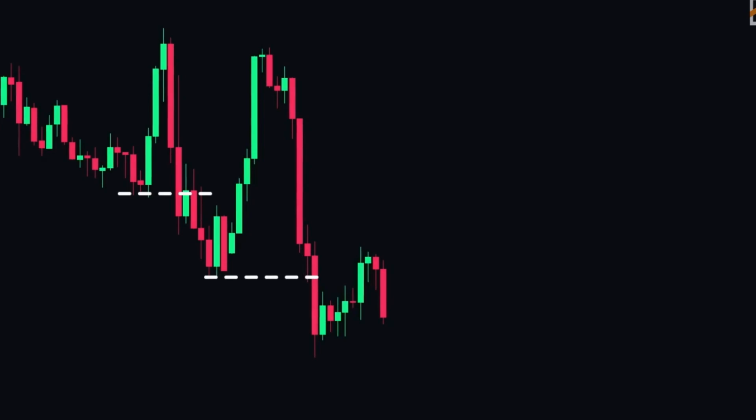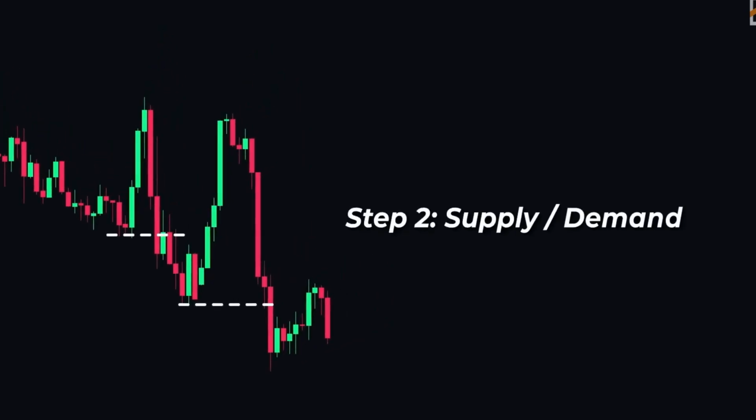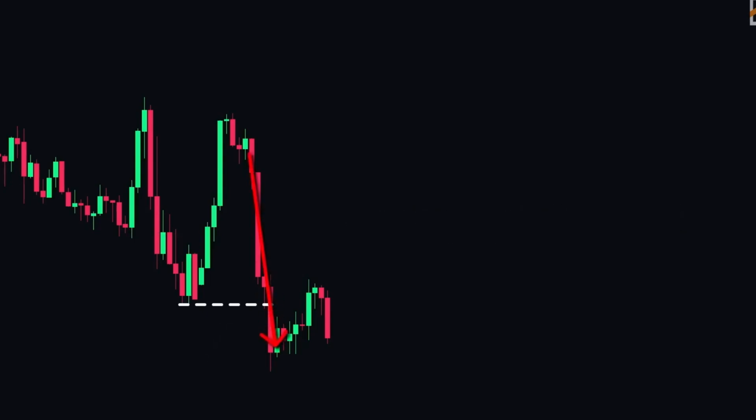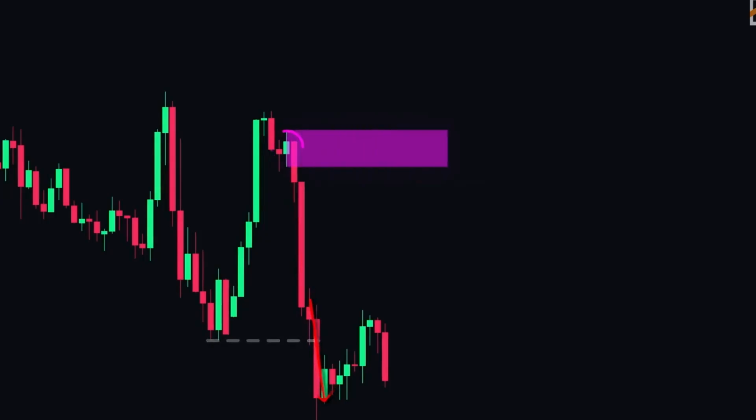Once the break of structure is identified, we can move on to step 2, which is identifying a supply or demand zone. Since this is a downtrend, we'll be looking for a supply zone. To do that, we take the most recent break of structure. Then, look at the starting point right before the sharp move down that led to that break of structure. In this case, it's right here. So we mark our supply zone.